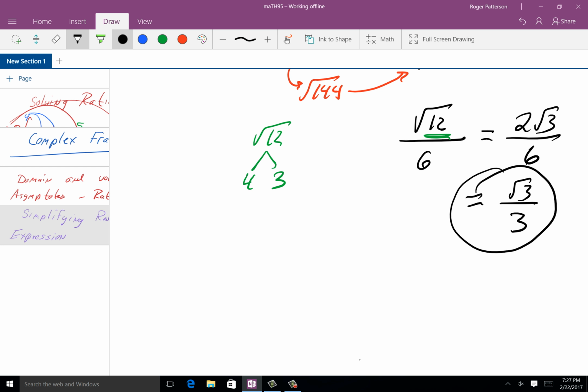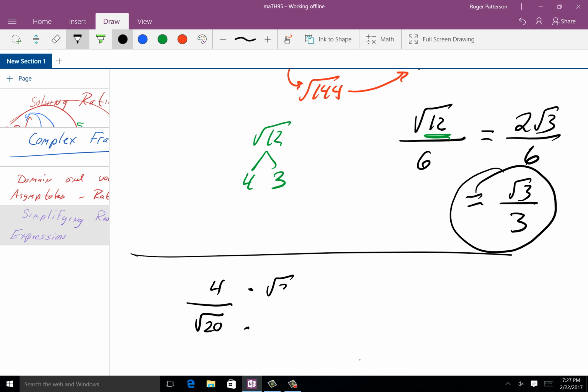So let's try another one. Same thing. Let's go with 4 over the square root of 20. Okay, so again, I'm going to rationalize this. What are we going to multiply by? Square root of 20. That's good, because what do we get on the bottom? 20. See, that's great. That's what we want. We don't have a square root down there anymore, but we have one on the top.